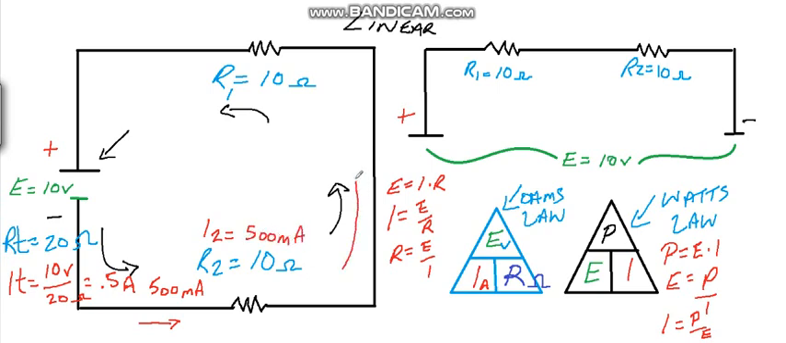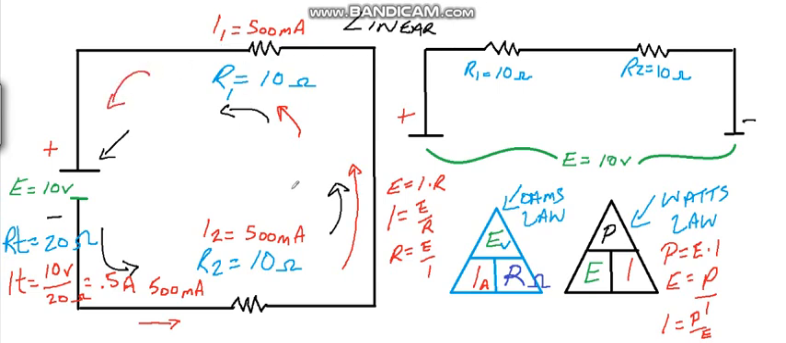And look, there's only one path for that current to flow, so all that current must flow through here. So the amperage through resistor 1 must equal the same, 500 milliamps, or half of an amp. And then, of course, it flows back to source.